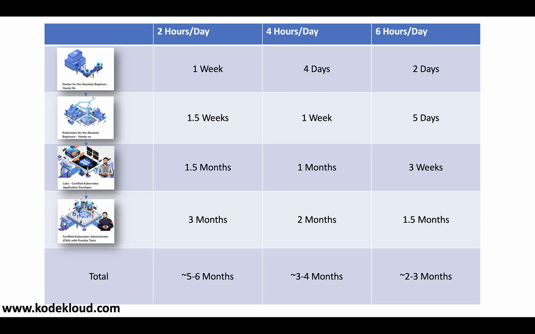So if you only have 2 hours a day to spend on your studies, then I'd say it might take you a week to complete the Docker course, 1 or 2 weeks to complete the Kubernetes course, around a month, 1 to 2 months for the CKAD, and then about 3 months for CKA. Okay, so this is being very lenient, assuming that you're a very beginner, and if so, then it might take you about 5 to 6 months to go from an absolute beginner to achieving two certifications, right? CKA as well as CKAD.